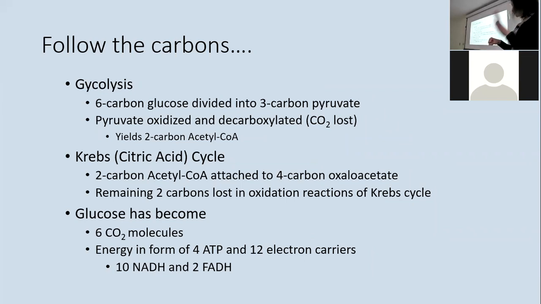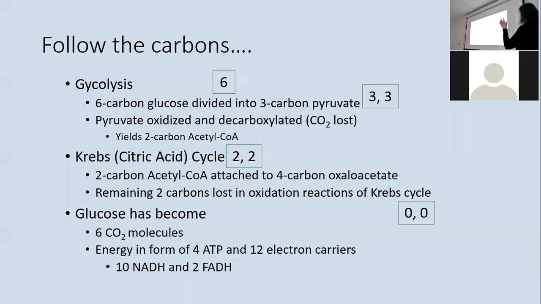So in glycolysis, where are the carbons going? We started with glucose, which has 6 carbons, and glycolysis broke it into 2 3-carbon pyruvate molecules. As we were moving into the mitochondria, we oxidized that pyruvate and broke off 1 more carbon. We've got 2 little 2-carbon molecules. Those go into the Krebs cycle, and we break off those last 2 carbons. And now glucose is gone.